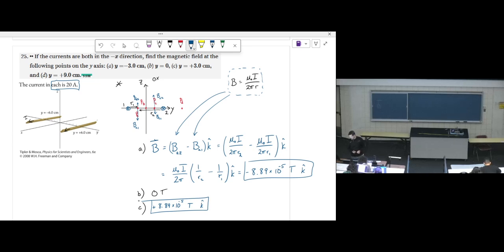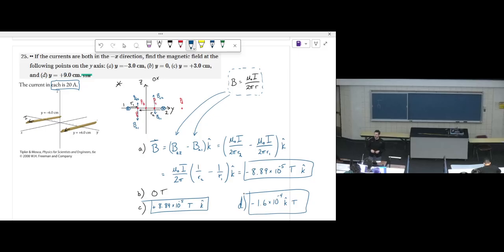And part D, you can check for yourselves on either my solutions or do it yourself, but you get minus 1.6 times 10 to the minus 4 Tesla. Yeah, so for part D, both are going to be pointing down. Exactly. Yes, good. Andrew?